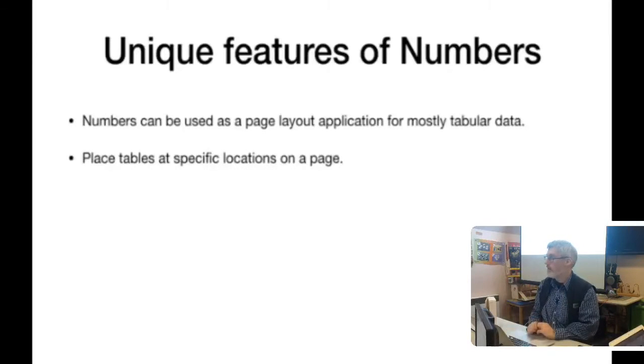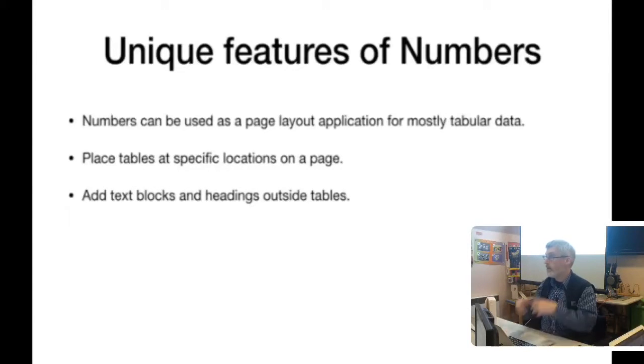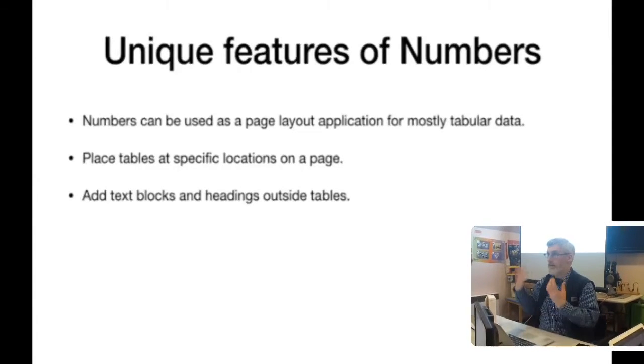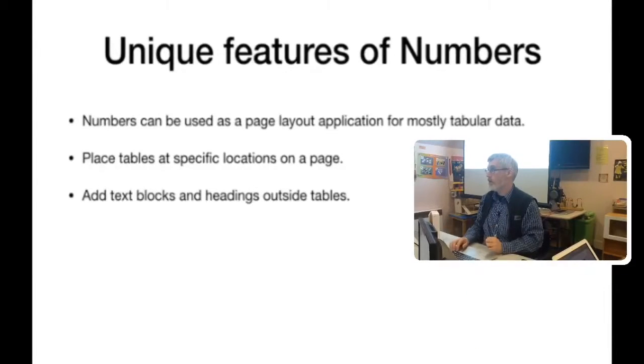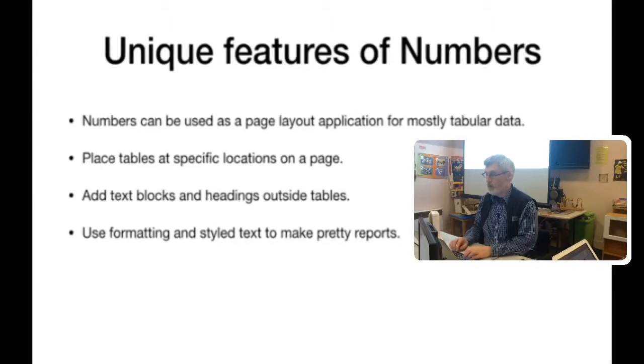So you can place tables at specific locations on a page, and you can have more than one table on the same page, and you can add text blocks outside the tables and headings and things like that. So you can do numbered pages, you can do nice pretty headings which appear on every page, header and footer on the pages. You can have a text block which appears explaining what your table's all about, and doesn't actually have to occupy cells in your spreadsheet. It's actually outside the scope of the table completely. So if you have a look through the templates supplied with Numbers, they can get quite fancy. Obviously you can use formatting and styled text to make very pretty looking reports.